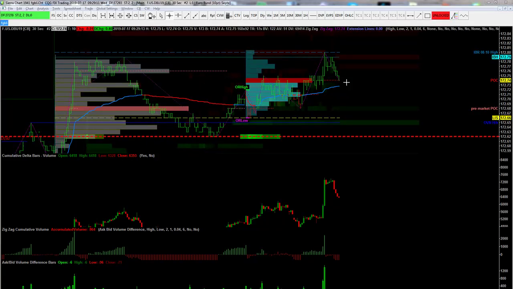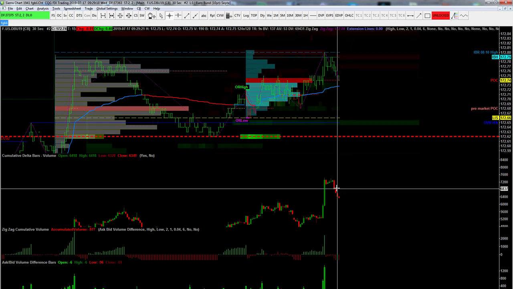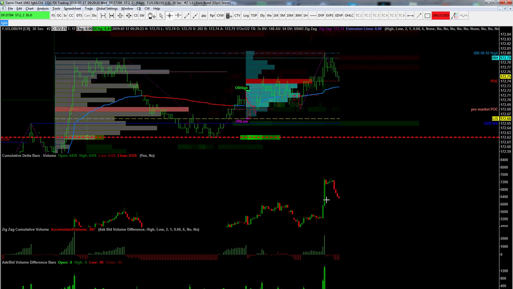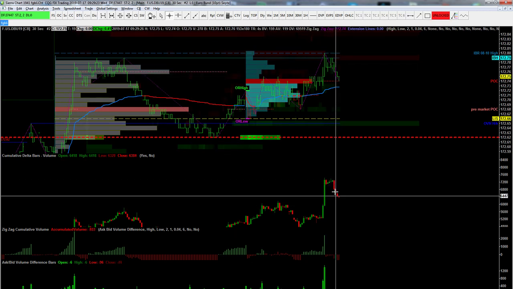Let's have a look here on my intraday screen, and you see in the delta, this was the moment when I said we want to see absorption. There was liquidity, but they just took out the level.